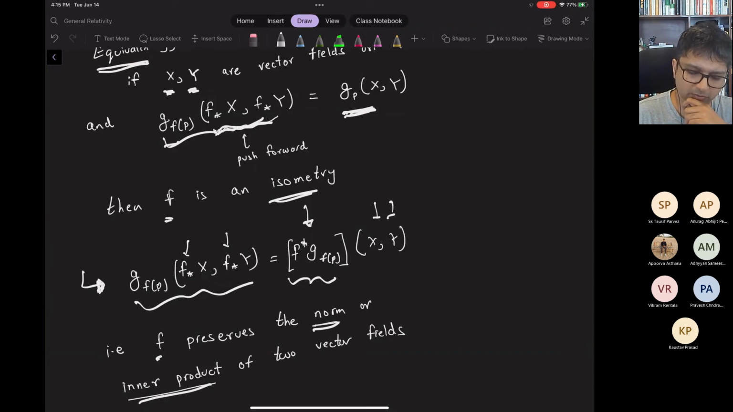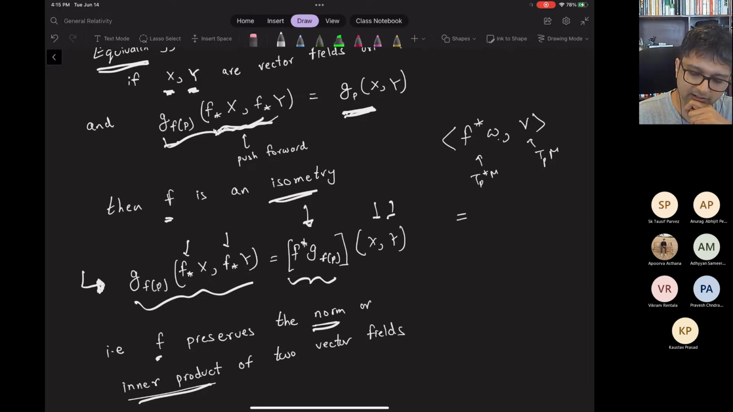Actually, we kind of use this to define the pullback. If you recall how we define the pullback of any dual vector: how do we define the pullback of any dual vector omega? The pullback was defined such that this inner product of the pullback with a vector, remember both of these, this belongs to T_pM, this belongs to T_p star M.